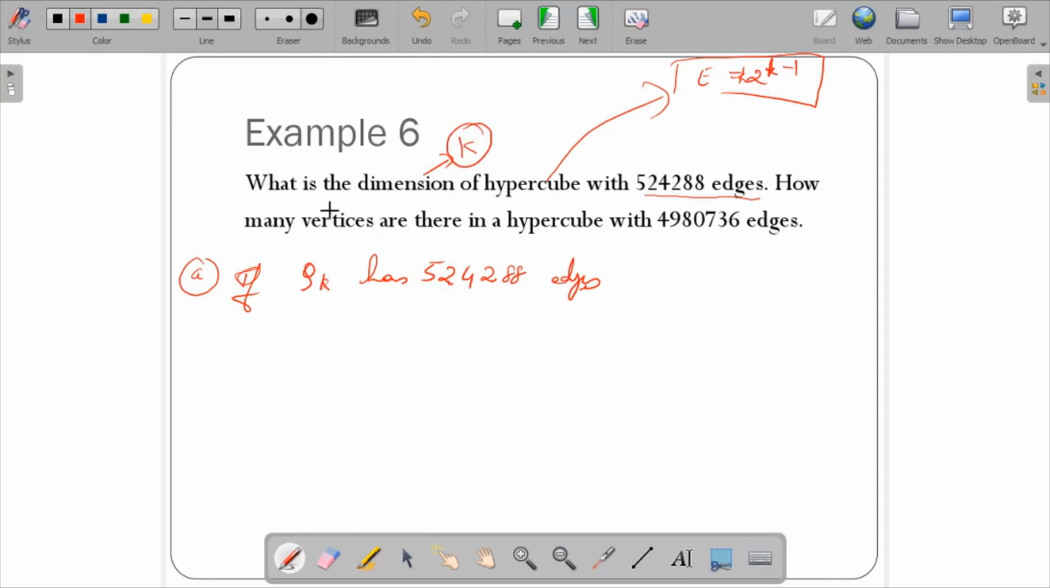Vertices, the second question he has asked, how many vertices, so we have to find the value of 2^K. Here, what is the dimension of the hypercube? K. We are going to find the value of K with 524288 edges. He has given this value, we need to find this K value.